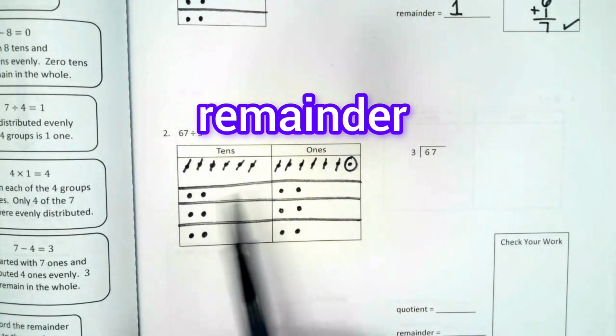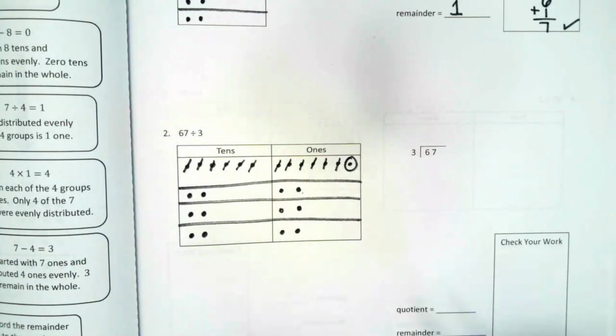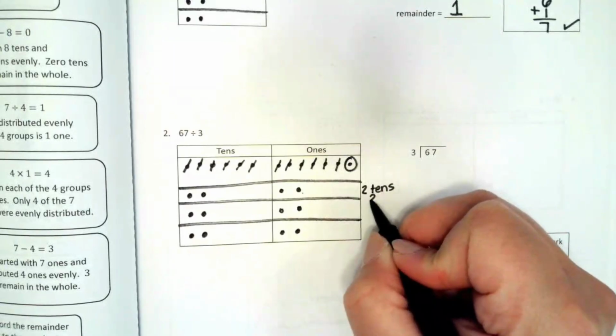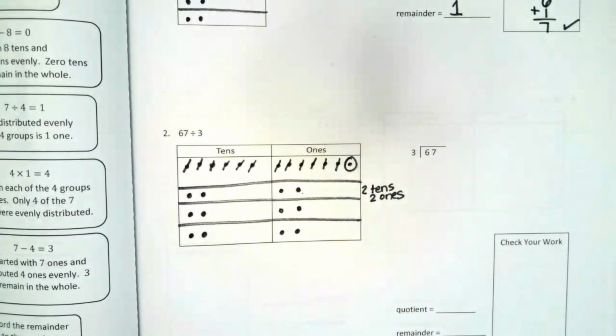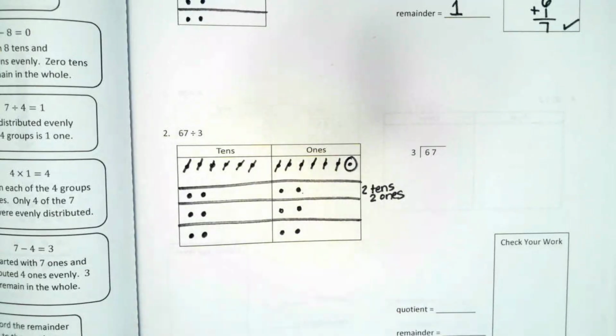Now let's look what we have in each row. 2 tens and 2 ones. Do you know what number 2 tens and 2 ones makes? 22, that's right. And then we have a remainder right there. 1 left over. Okay, let's work on the algorithm.